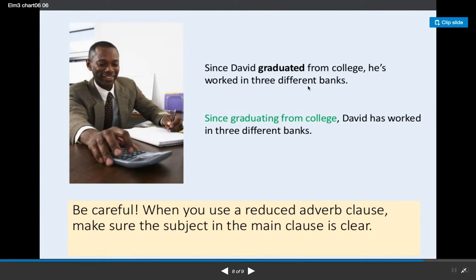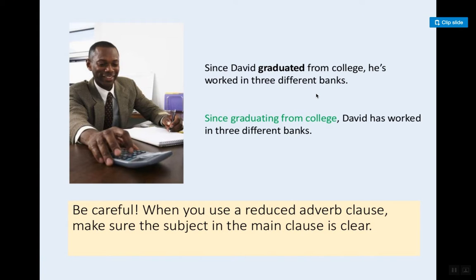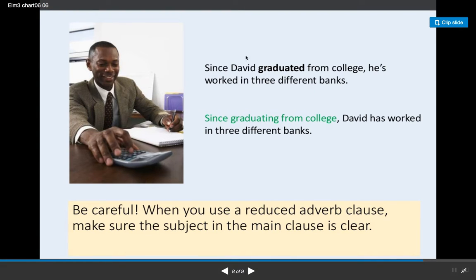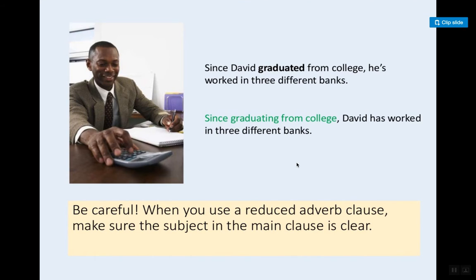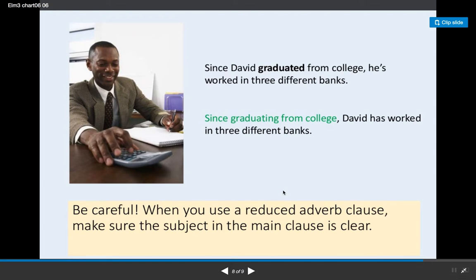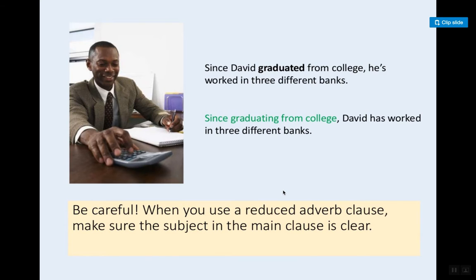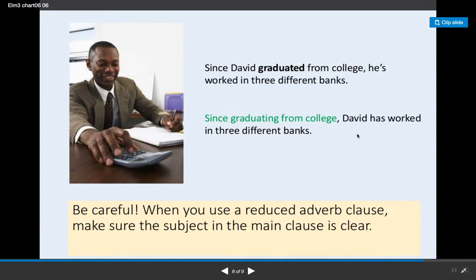Since David graduated from college, he's worked in three different banks. So here again, I'm going to drop the subject and I'm going to have the ing. I'll have to put his name now in the main clause so I know who I'm talking about. Since graduating from college, David has worked in three different banks. And be careful when you use a reduced adverb clause. Be sure the subject in the main clause is clear. That's why I had to put David here.